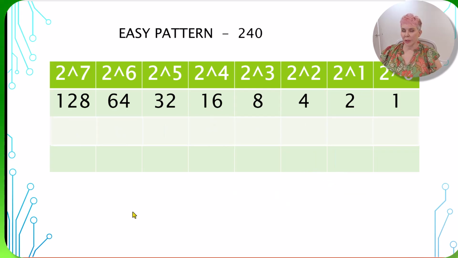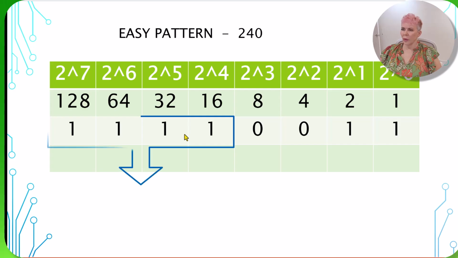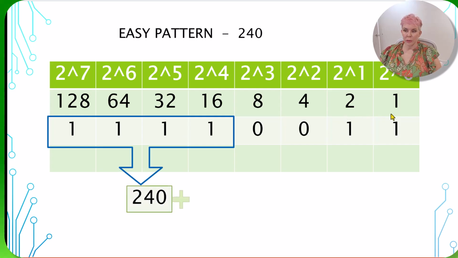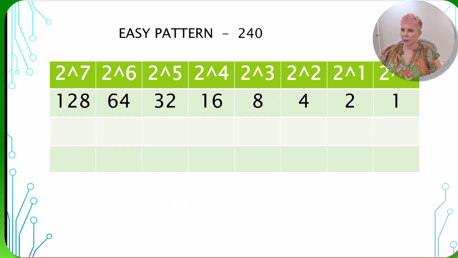Now let's look at the other easy pattern, which was 240. All right, here's an example. The first 4 ones are turned on in these positional values, and then the last 2. All I have to do now is say, look, those are on. So I know that I've got 240 plus 2 plus 1. So I'm adding 3. That equals 243. Because I know that this is 240, I don't have to do a bunch of additional math and addition.